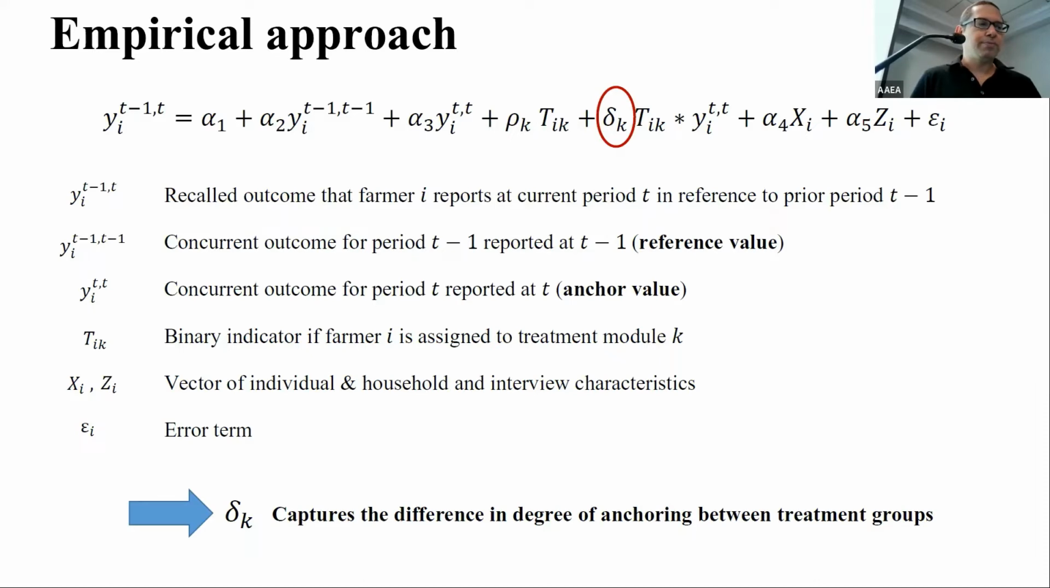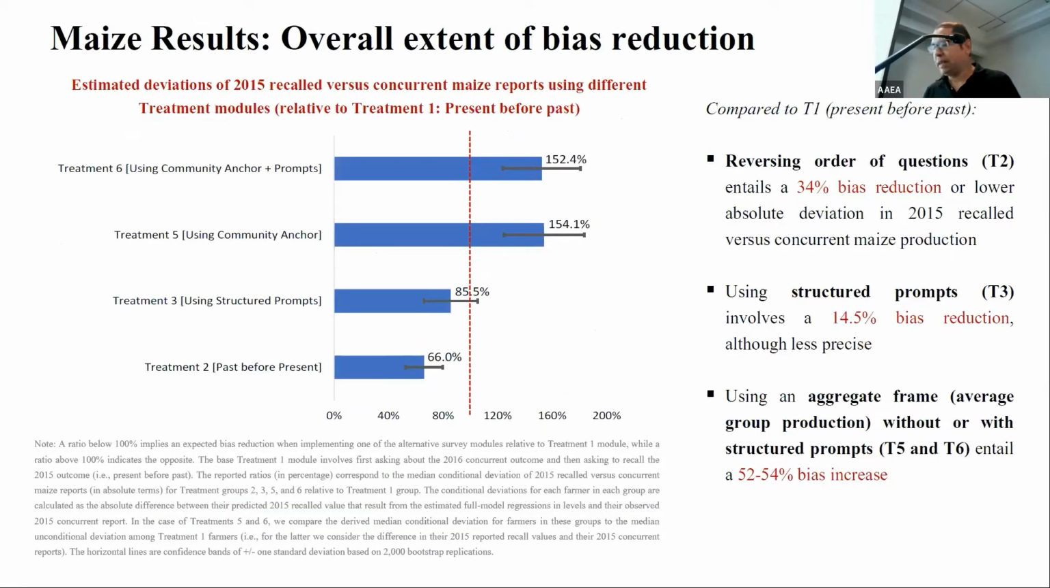That we explore. And this is our main results. This is probably the most important slide of the presentation. Here, we're comparing the estimated deviations in the recall value versus what they said in the previous year. And we are comparing this across the different treatment modules relative to our baseline treatment group, which is asking first about the present and then about the past.